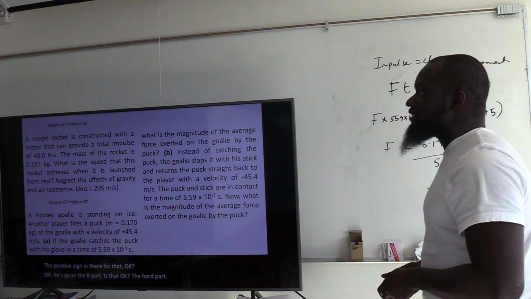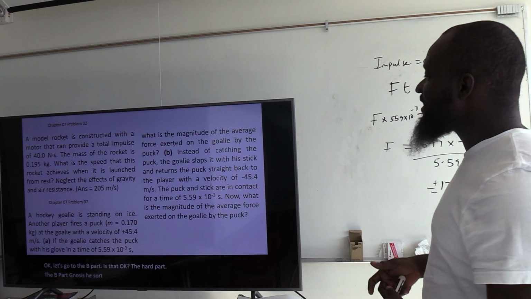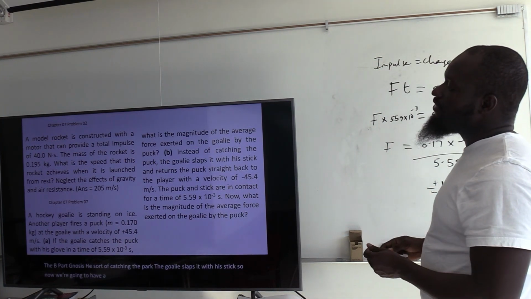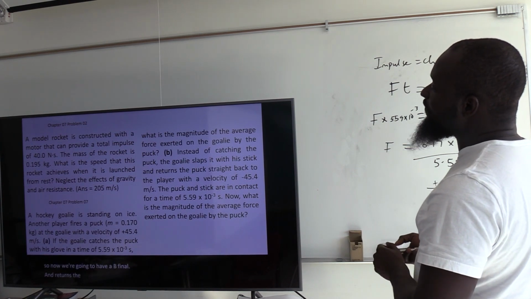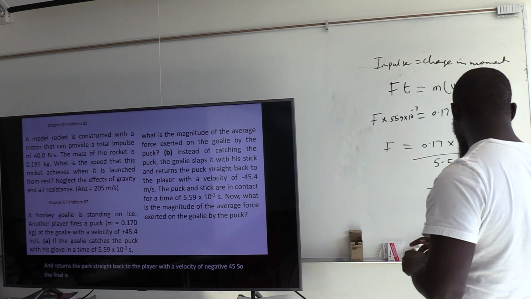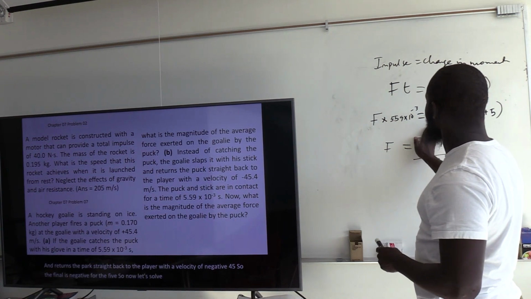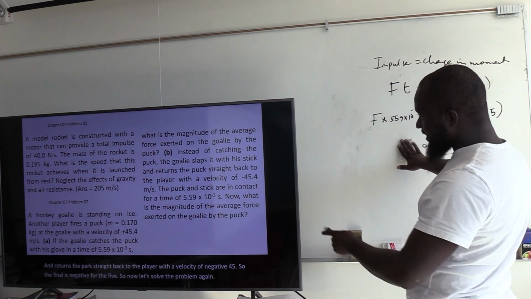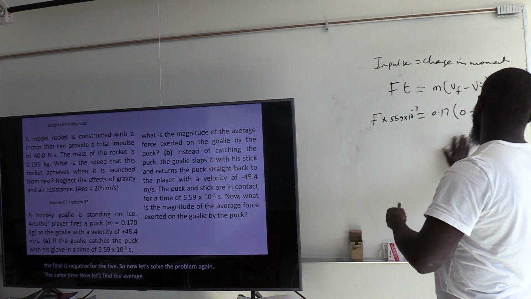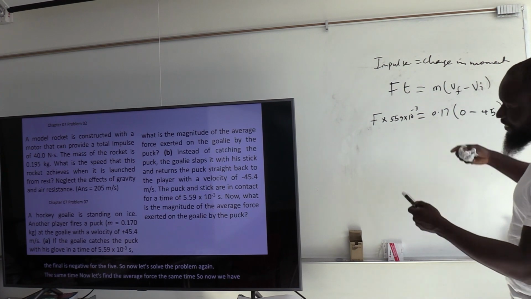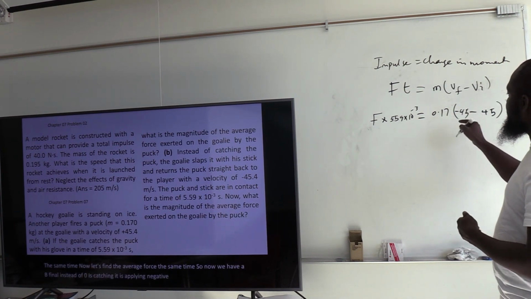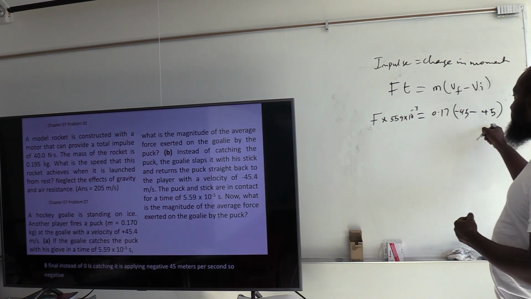The B part now says, instead of catching the puck, the goalie slaps it with a stick and returns the puck straight back to the player with a velocity of negative 45. So the V final is negative 45. Now let's solve the problem again, with the same time, to find the average force. Instead of 0, he's applying negative 45 meters per second. So negative 45 minus 45, negative 90.